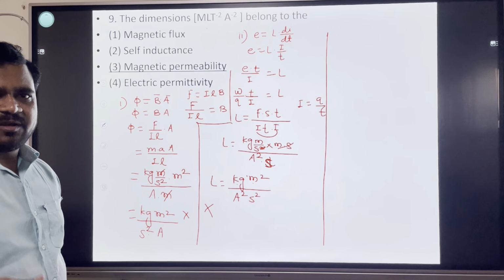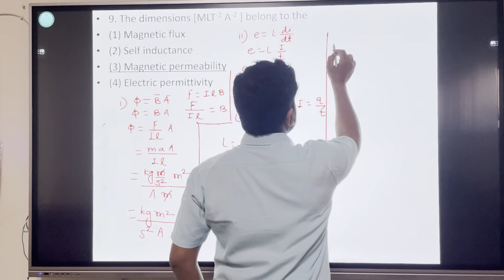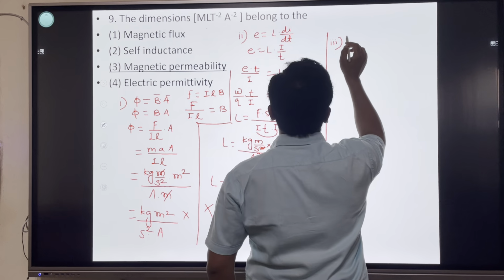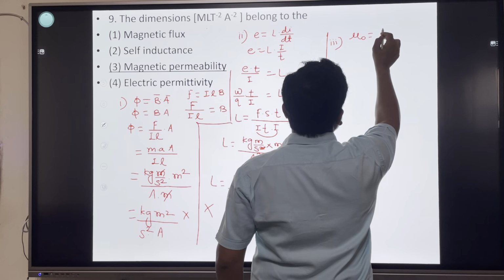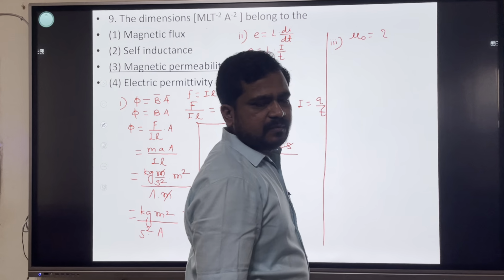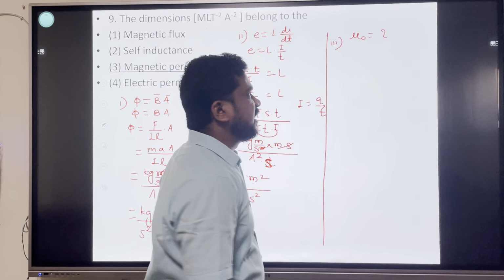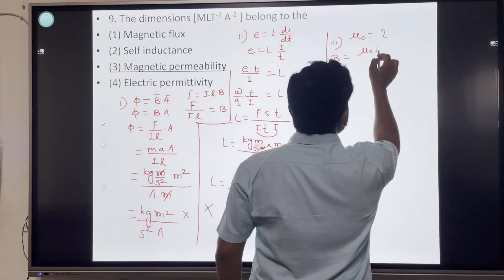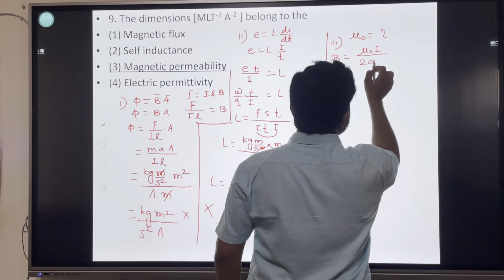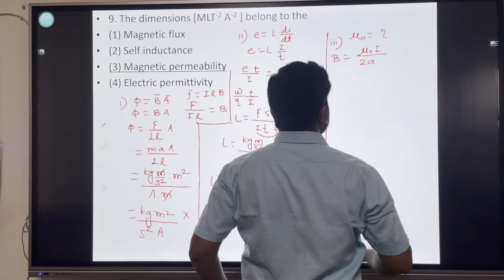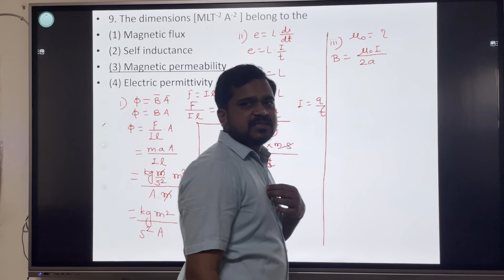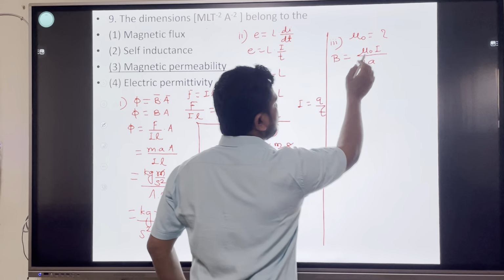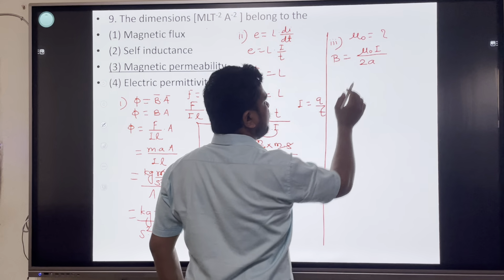ध्यान में रखो, रिवाइज करो. नेक्स्ट थर्ड वन इज मैग्नेटिक परमिएबिलिटी μ0 है. फॉर्मूला लाएंगे मैग्नेटिक फील्ड एट द सेंटर ऑफ करंट कैरिंग सर्कुलर कॉइल μ0 I डिवाइडेड बाय 2a, a is radius of circular coil. Magnetic field at the center of current carrying circular coil, mu 0 I divided by 2a.